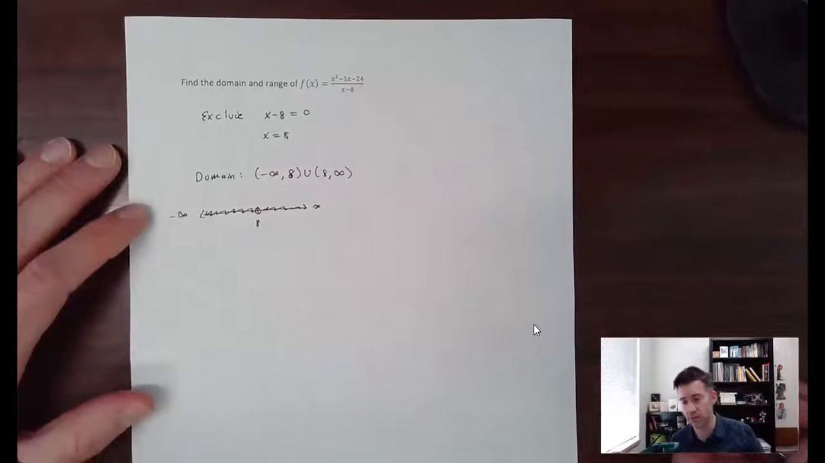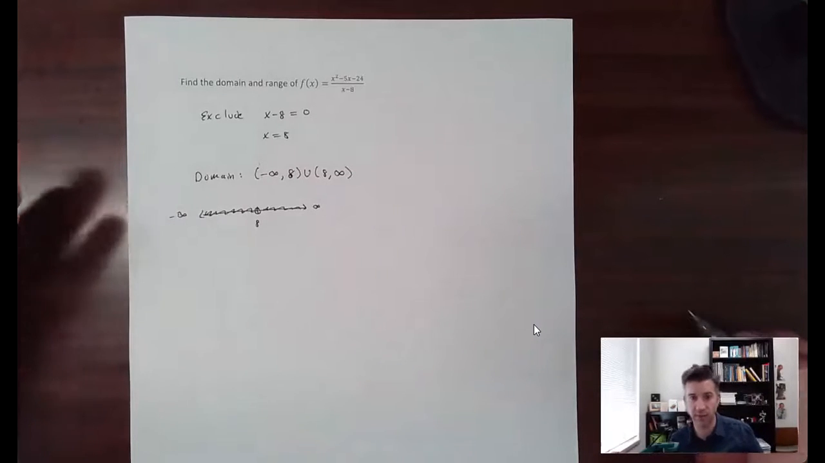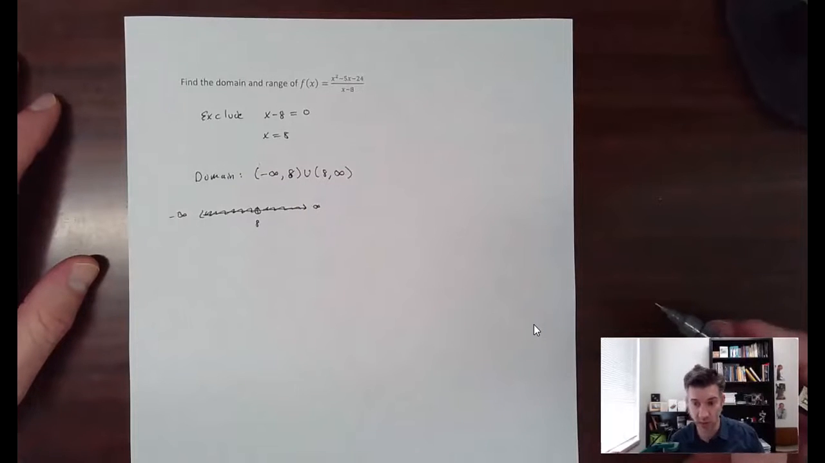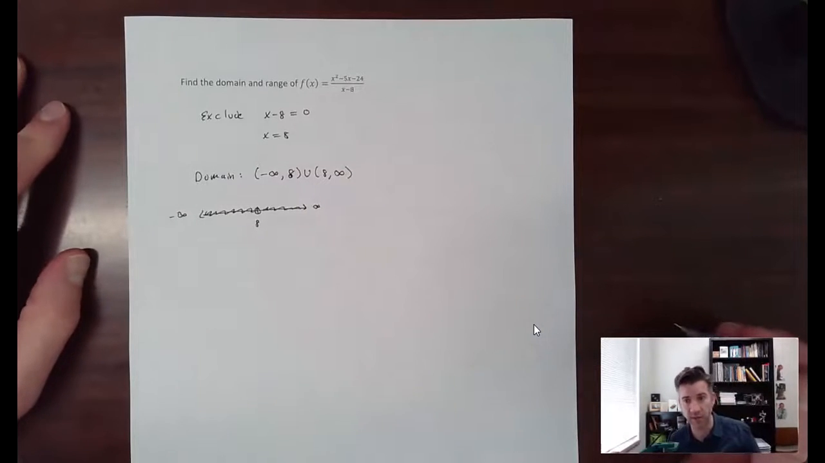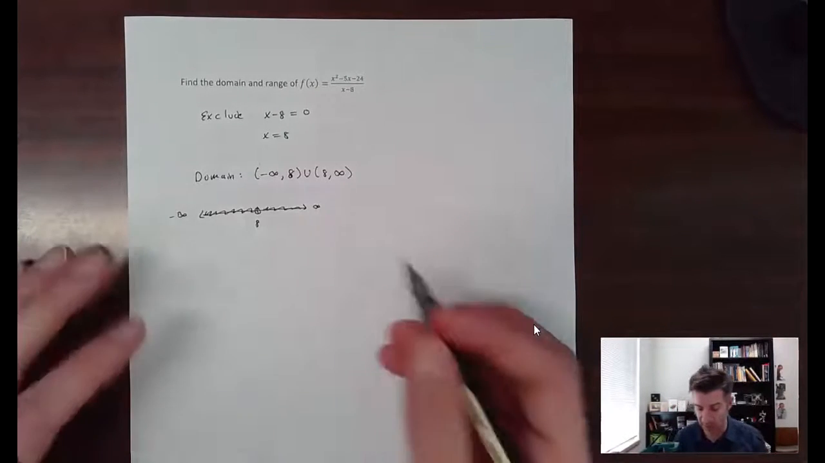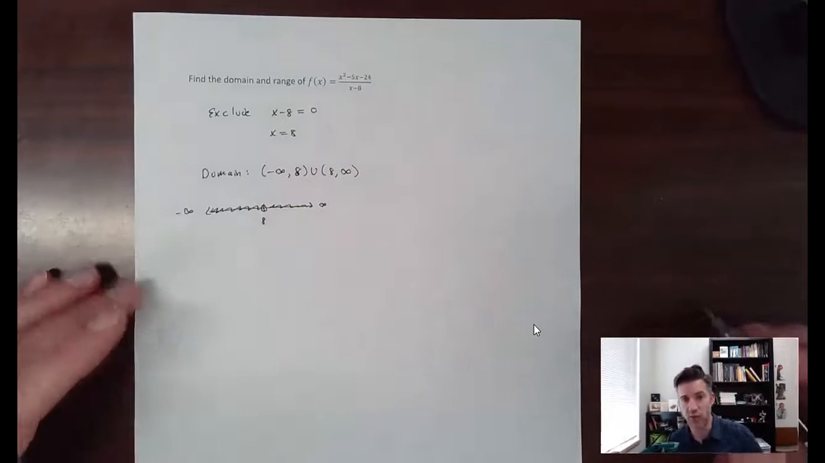Every number except for 8: 9, 10, 11, 12, negative 7, 7, 6, 5, 4. Also decimals, right? Like 8.111 and 8.002 and 8.75. Anything that's bigger than 8, not just 9, but really any decimal that's bigger than 8, any decimal that's smaller than 8. The range, on the other hand, is a little bit trickier.